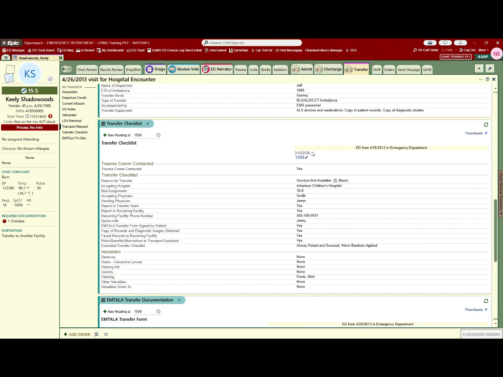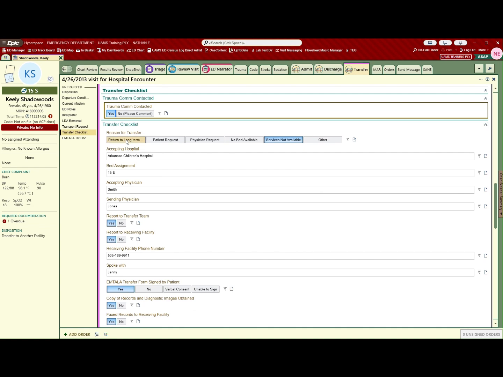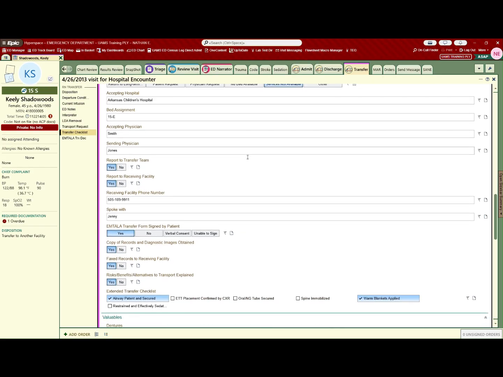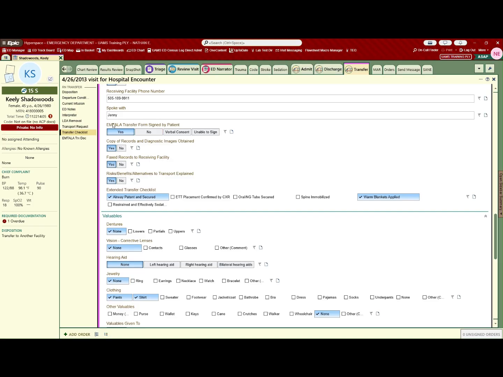This transfer checklist is just making sure that you have all your ducks in a row. Make sure you chart who you talked to, what the hospital is, and who the accepting physician is. Make sure that the Symptala form is signed and scanned into the chart. And then I always also make a copy and send it with the patient. We'll talk about the stuff to send with the patient in just a second.